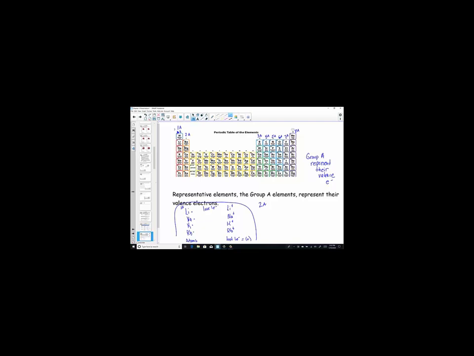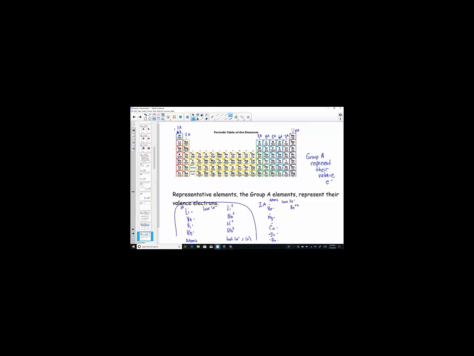Group 2A, you have beryllium, 2 valence electrons, magnesium, 2 valence electrons, calcium, 2 valence electrons, strontium, barium, all of these live in group 2A and thus have 2 valence electrons as neutral atoms. Atoms are unstable. They want to lose electrons to form a noble gas configuration. They're going to lose 2 electrons to become like a noble gas, and the resulting charge for the loss of 2 electrons is a +2.